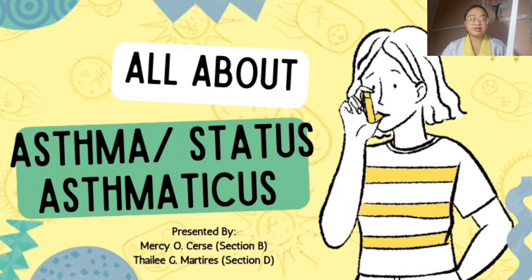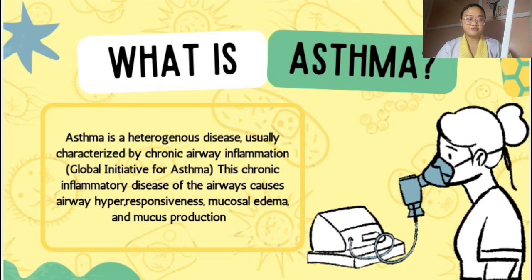So today, we will delve into the complexities of asthma, which is a common respiratory condition that affects millions worldwide. Asthma is a chronic inflammatory disease of the airways characterized by recurrent episodes of wheezing, breathlessness, chest tightness, and coughing. So let us first discuss the fundamental definition of asthma.